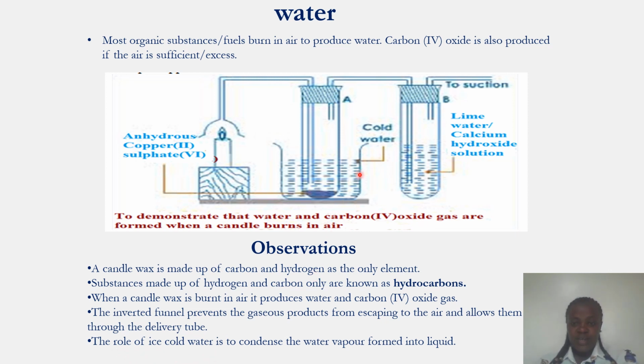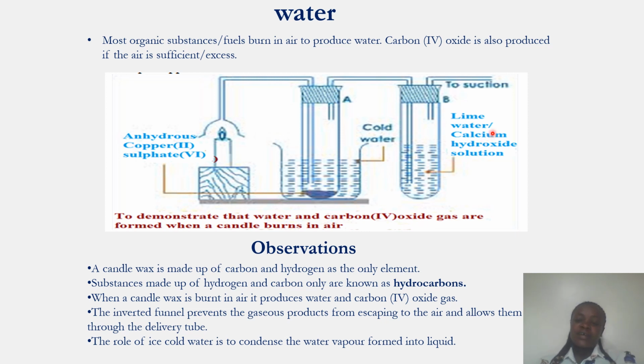This is the ice cold water in a beaker here. The purpose of the ice cold water is to condense the water vapor formed into liquid, meaning the liquid that we are going to collect here will be water. So the purpose of ice cold water is to condense the water vapor into liquid form. So the other gas now will be carbon dioxide. It will not condense. It will move through this other delivery tube, then to this other test tube B here.